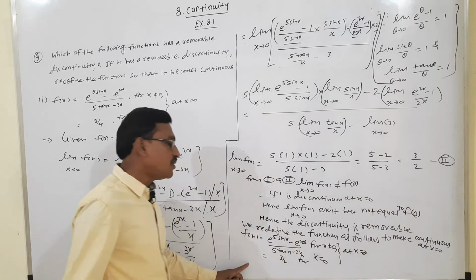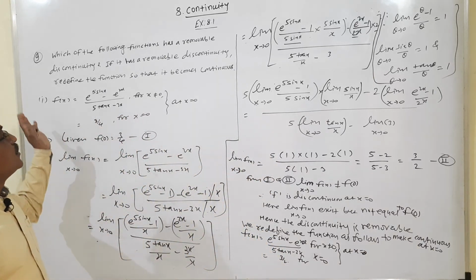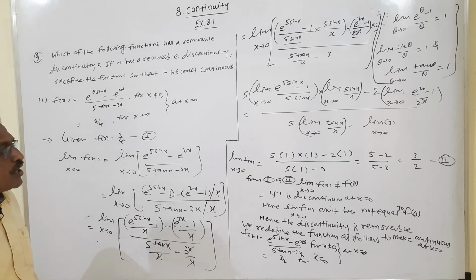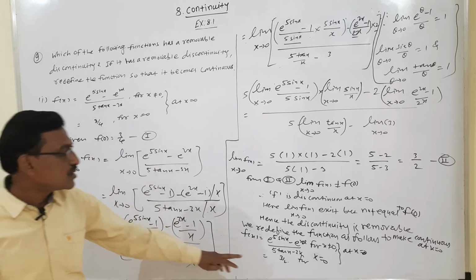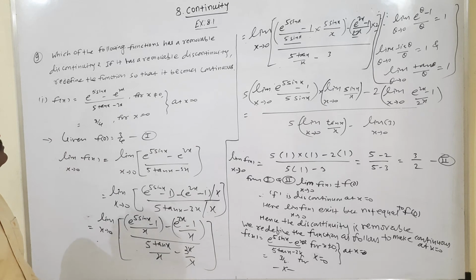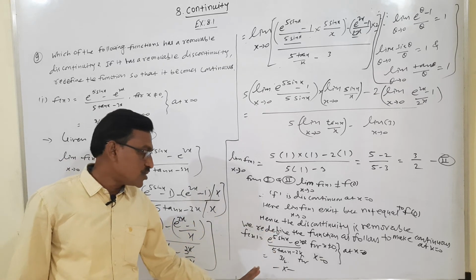Hence we redefine the given function because the discontinuity is removable, and then we redefine the function to make it continuous. In this way, the given function has a removable discontinuity, and we redefine the function to make it continuous at x equal to 0.